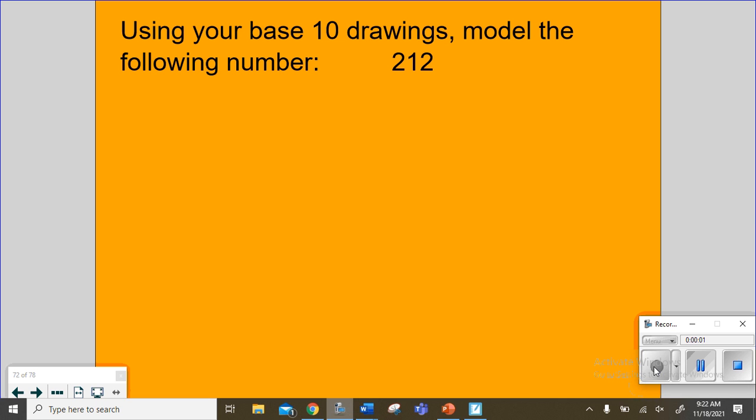On your notebook, you can go to the next blank page. Go ahead and draw, using our base 10 pieces, the number 212. We are using base 10 drawings, not pieces today, and we're drawing the number 212.